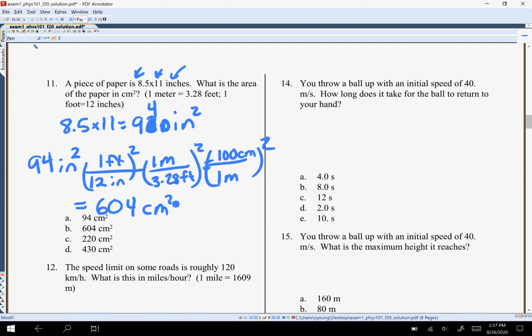Actually, the correct way to do this would be 600 square centimeters. I'll try to fix that. Let me make a note.